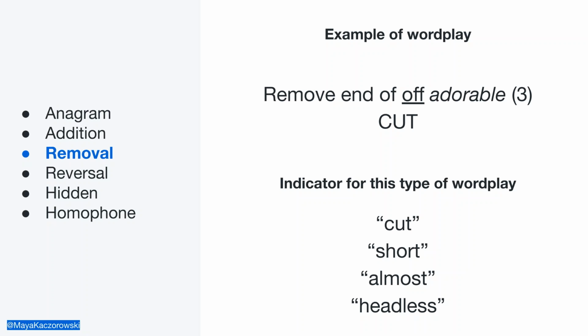Remove end off of adorable. We take a word for adorable, cute, and take the end off of it to get a word meaning remove, cut. I really like this one because remove could have been the thing cluing the wordplay, but here it's actually the definition. So a great example of the author choosing words to extra confuse you. This will be indicated with off, remove, cut, short, almost, headless, or other words suggesting something isn't complete.